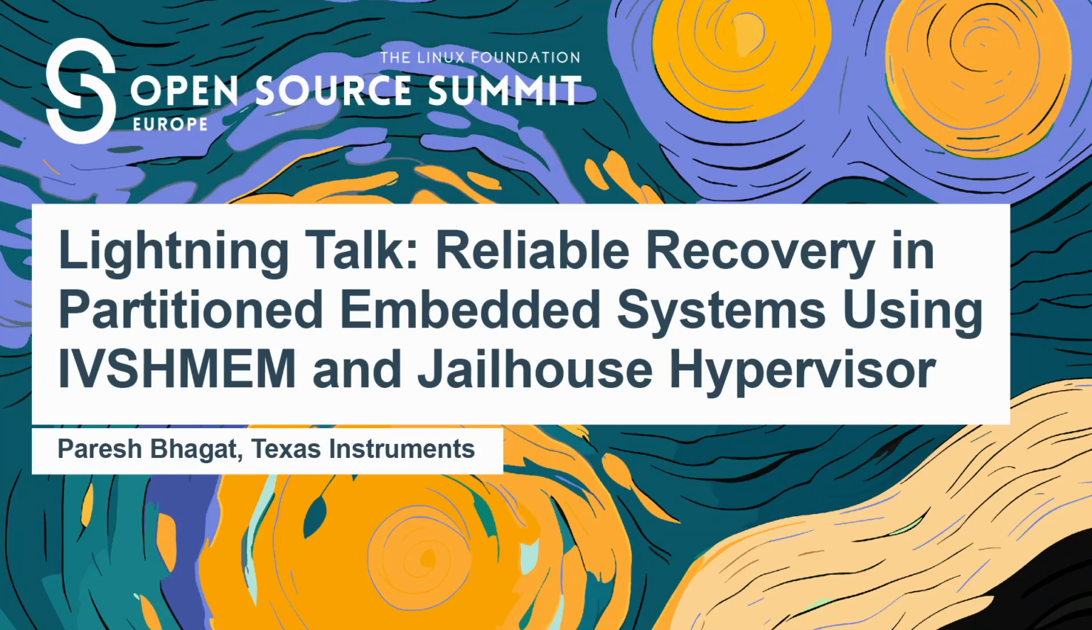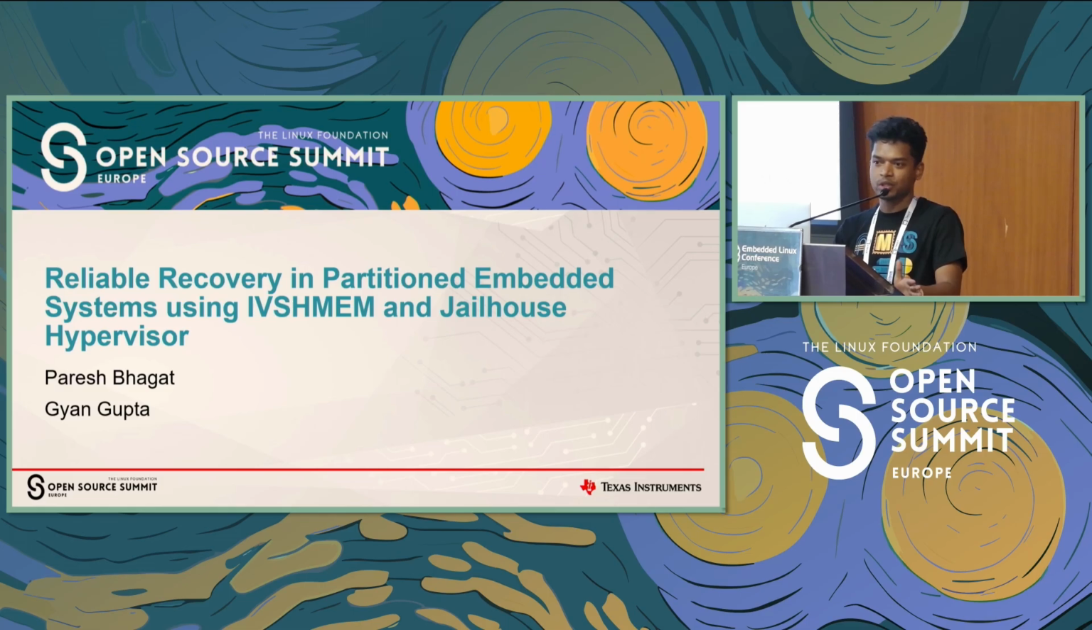This talk is about how hypervisors can be used as a recovery mechanism in a mixed critical system. A little bit about mixed critical systems. For example, automotive, where you have subsystems which are required to run high critical workloads or some low critical workloads.